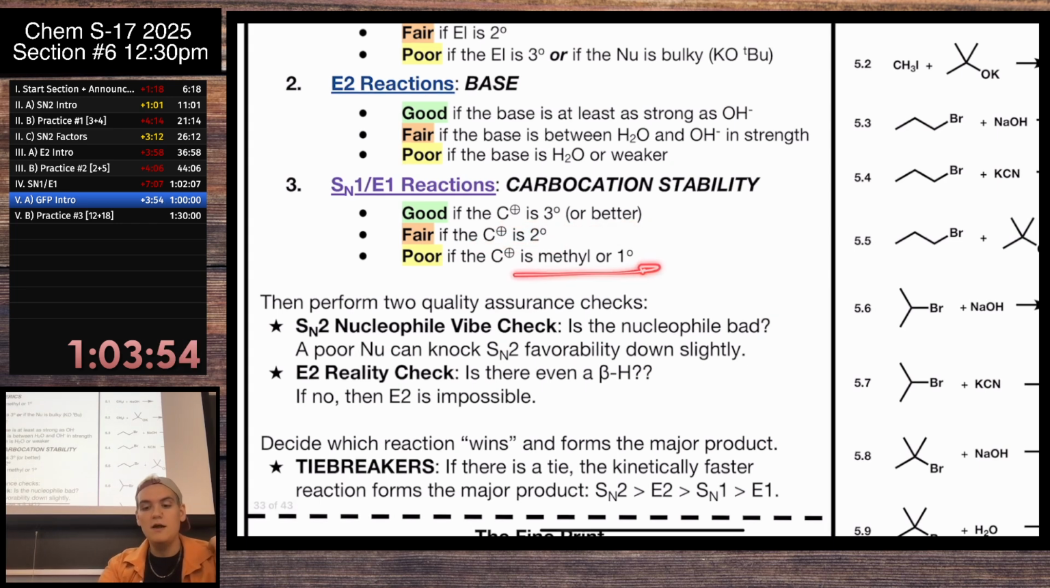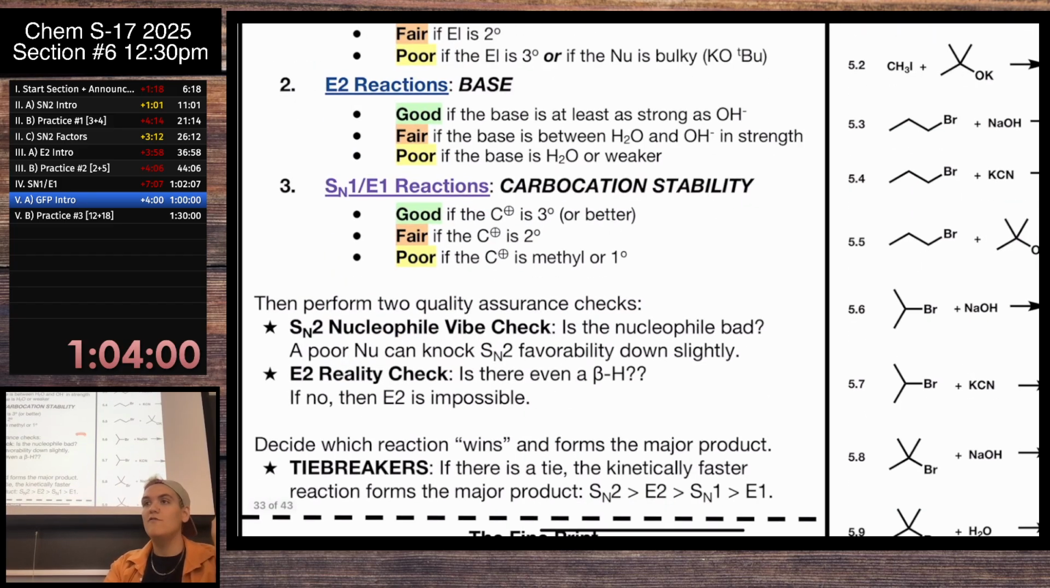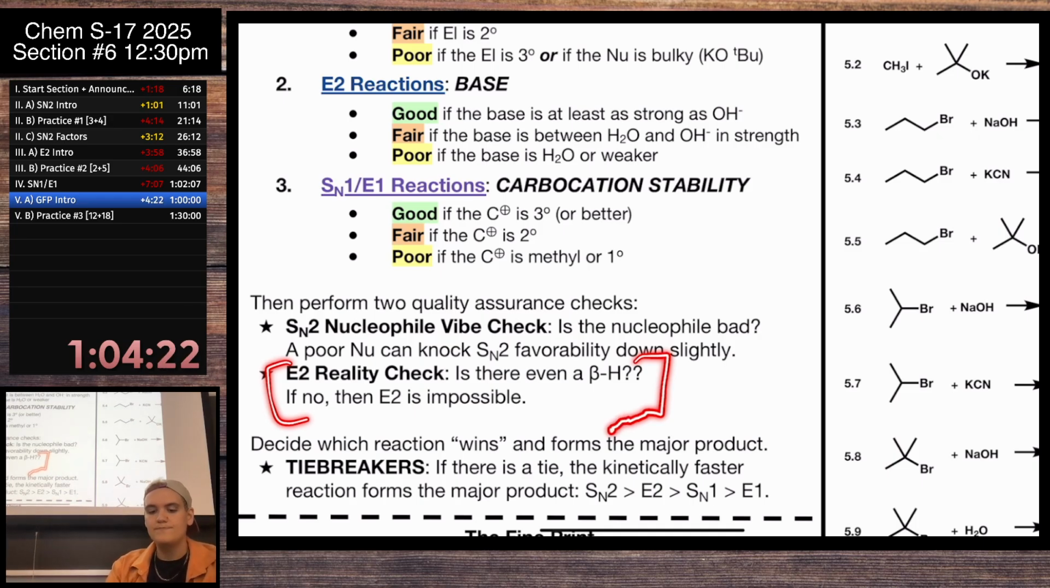Now, this is going to be our basis, but we need to add in a few things so we don't get tricked. First, we need a nucleophile vibe check: is our nucleophile bad? If it's not a good nucleophile, it can knock it down a little bit, maybe from good to good minus or good to fair. It's kind of semantics, but it's something we have to think about. Another one is the E2 reality check. Is there a beta hydrogen? Is it possible? Can it be anti-periplanar?